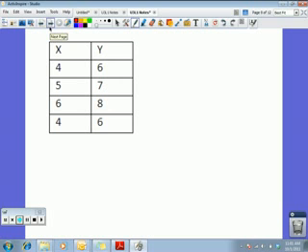Okay, this one's 4 to 6, 5 to 7, 6 to 8, 4 to 6. So I see I have 2 X's repeating here. But notice that they go to the same Y. They're just listed twice is all that's happened. So this one is a function.